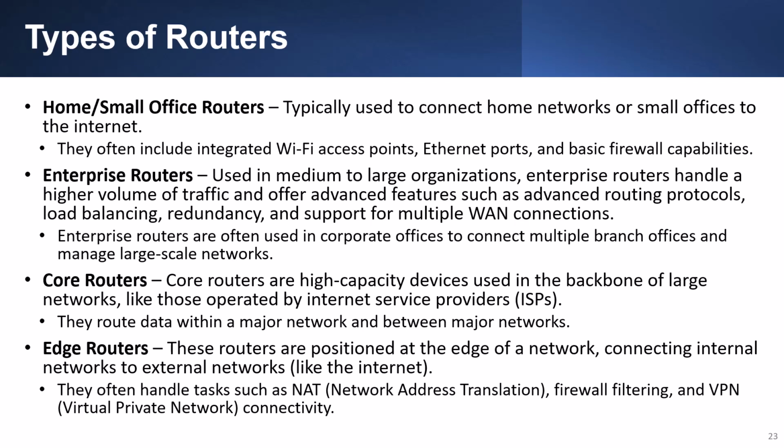Core routers are high-capacity devices used in the backbone of large networks like those operated by Internet Service Providers, or ISPs. They route data within a major network and between major networks. Edge routers are positioned at the edge of networks, connecting internal networks to external networks like the Internet. They often handle tasks such as NAT, firewall filtering, and VPN connectivity.